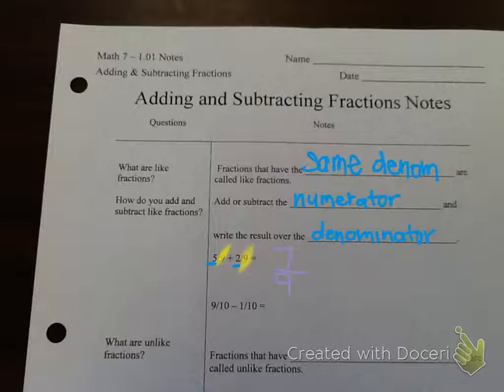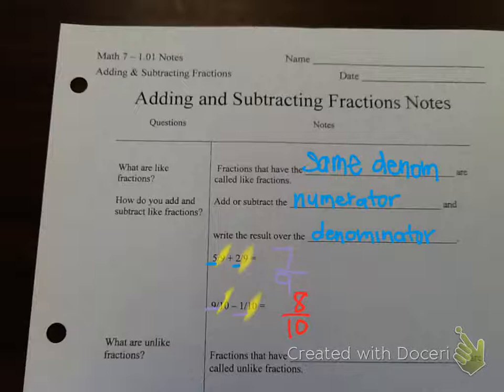Let's try another one. This time we're going to subtract. We have denominators that are the same, and our numerators are different. They're 9 and 1. So 9 take away 1 is going to give us 8. And we keep our same denominator, which is 10.